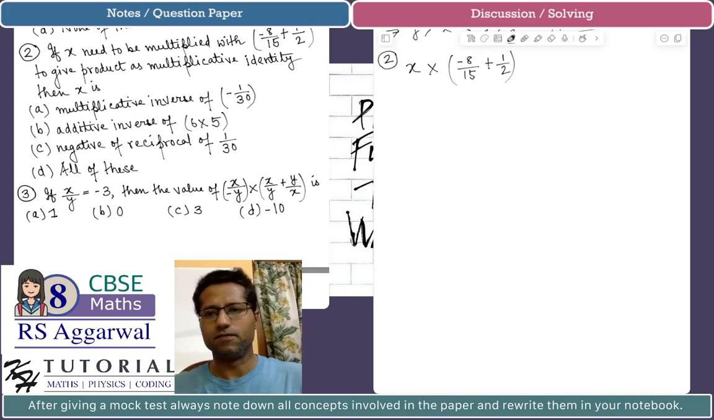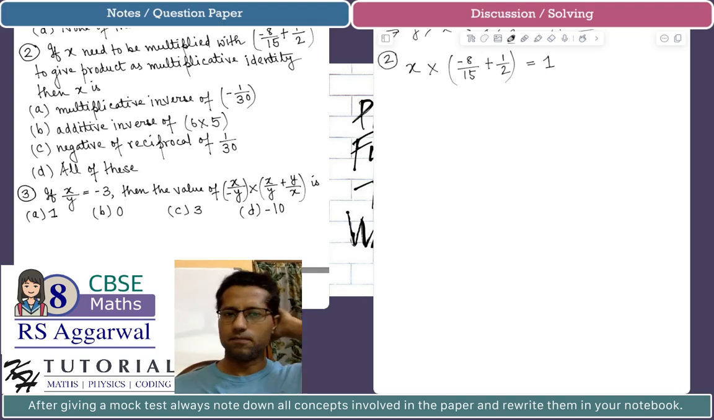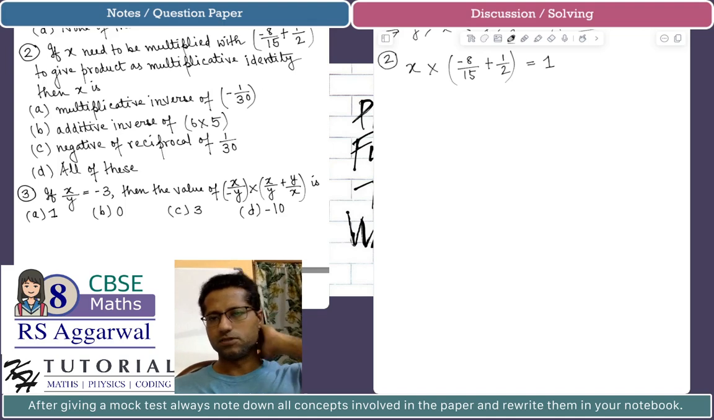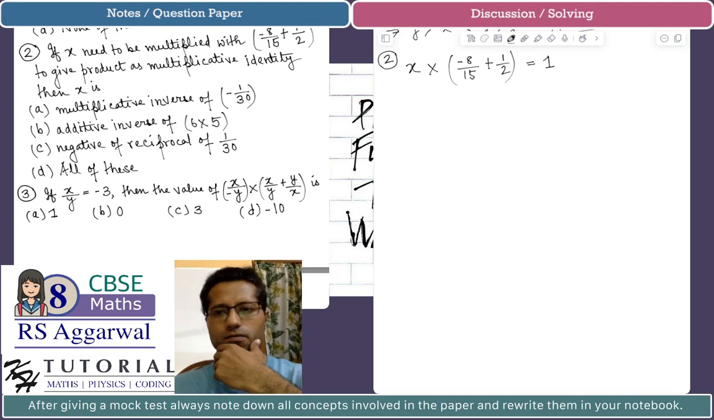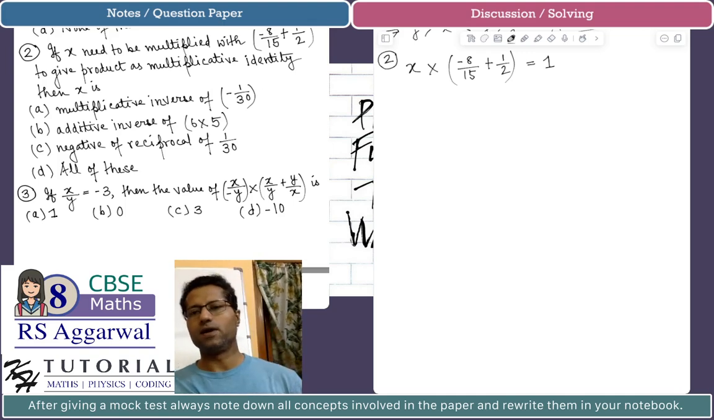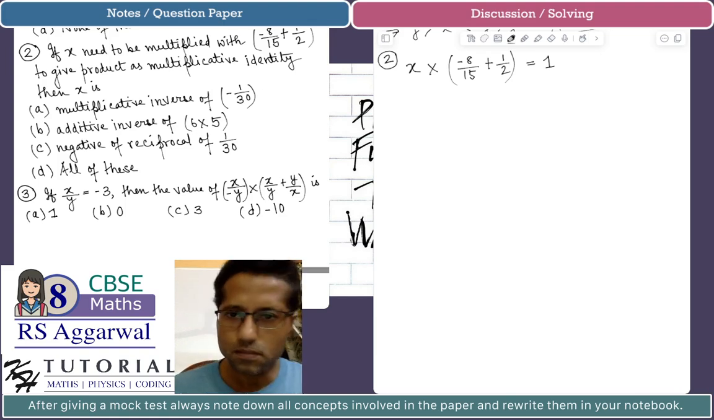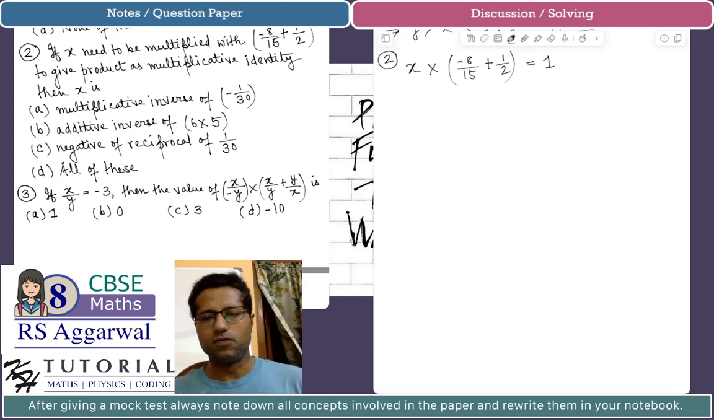We know that the multiplicative identity is 1. From the properties of a rational number, the multiplicative identity is 1, and why? Because if you multiply 1 with any rational number, the result is that rational number only. So this is the equation we arrive at from the given problem statement, and we have to solve for x.